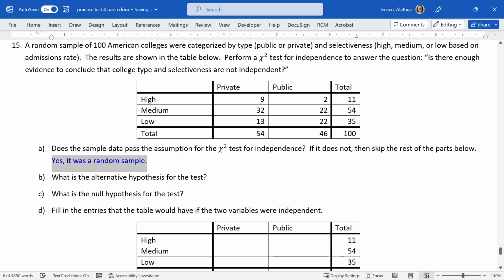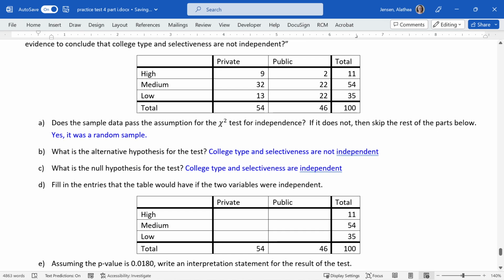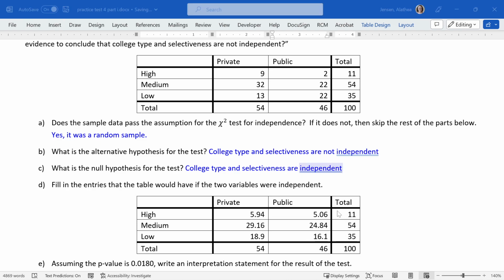Okay, and now what is the alternative hypothesis for the test? So again, I'm just grabbing this from the question. College type and selectiveness are not independent. All right, and then for the null hypothesis, I'm going to make it the exact opposite, that they are independent. And now to fill in the table entries, again, for each cell, so for example, this one, I do the row total times the column total, divided by the table total. Okay, so these are the numbers that I got.